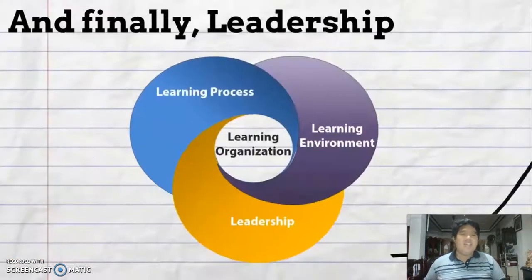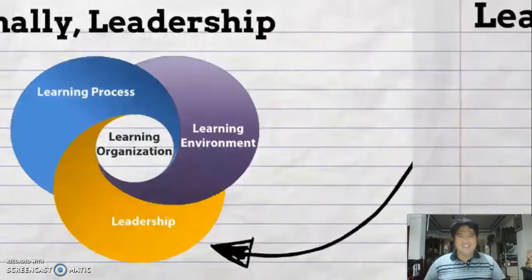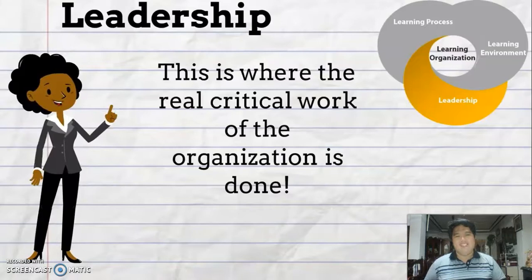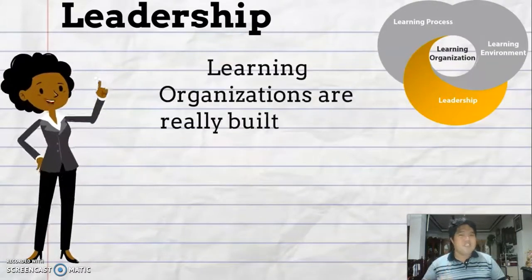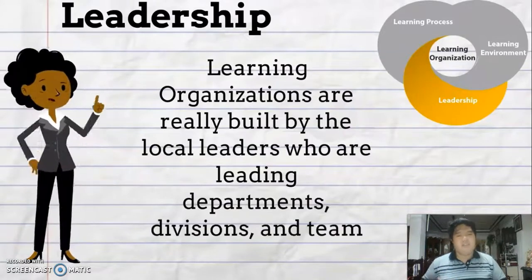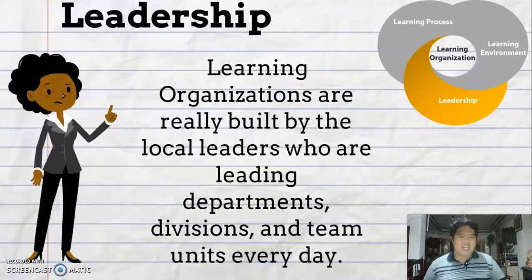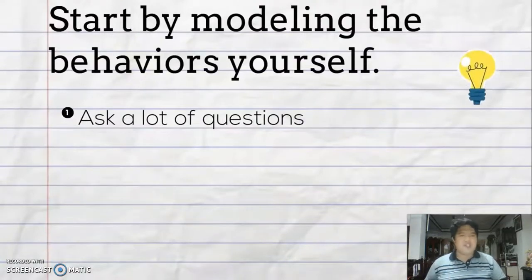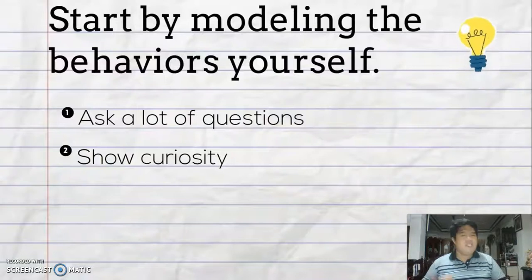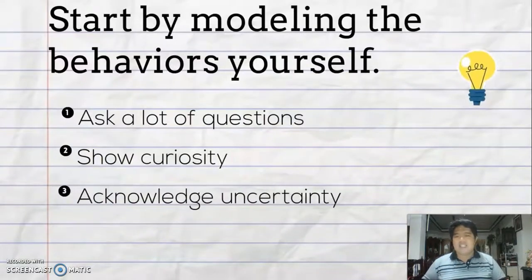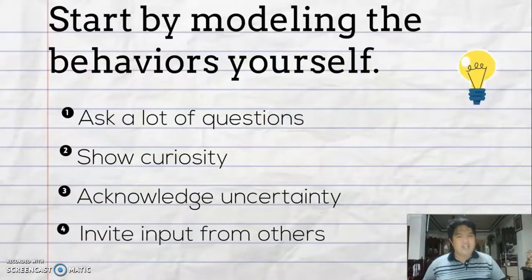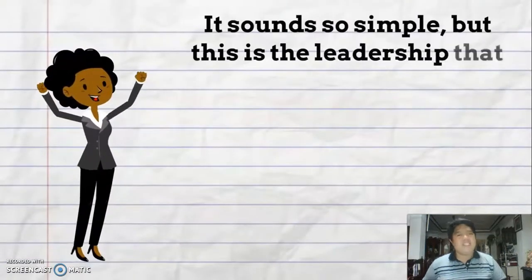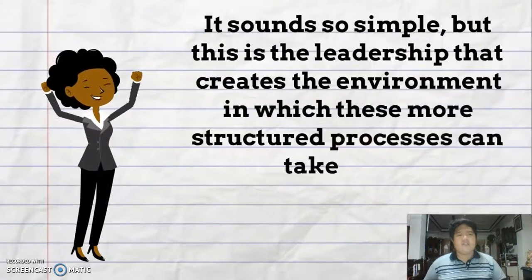And lastly, leadership. Leadership, this is where the real critical work of the organization is on. Learning organizations are really built by the local leaders who are leading departments, divisions, and team units every day. So it is a must to start by modeling the behaviors yourself. Ask a lot of questions, show curiosity, acknowledge uncertainty, and lastly, invite input from others. It sounds so simple, but this is the leadership that creates the environment in which these more structured processes can take form.